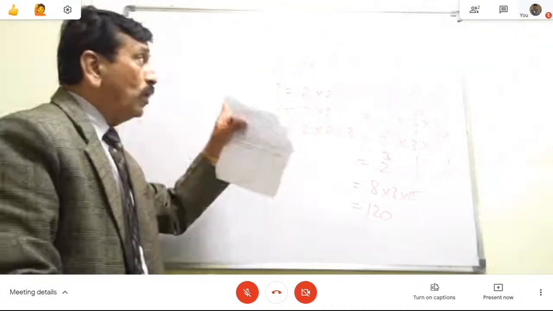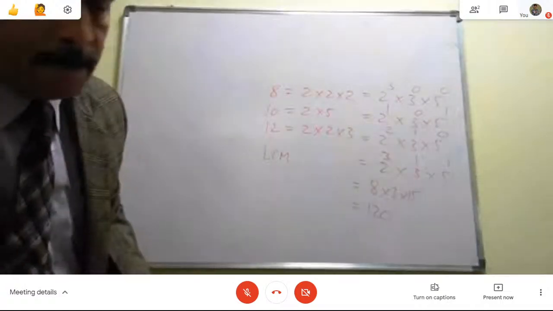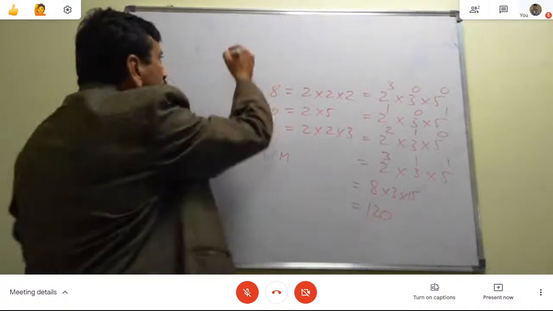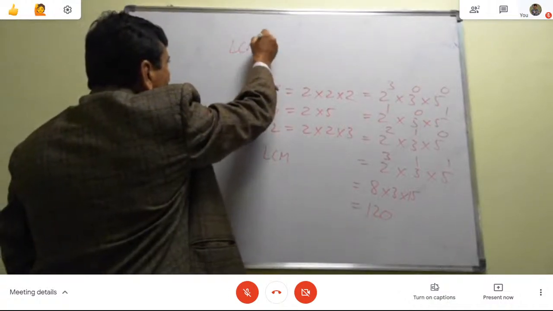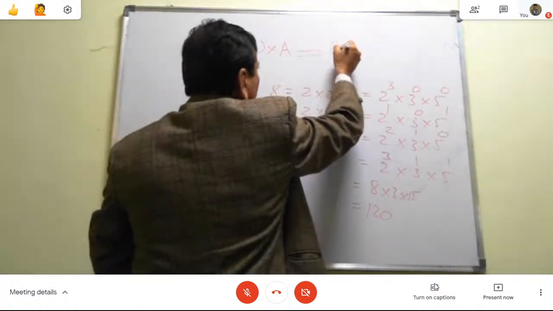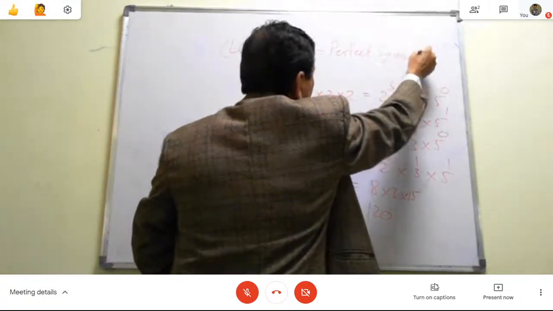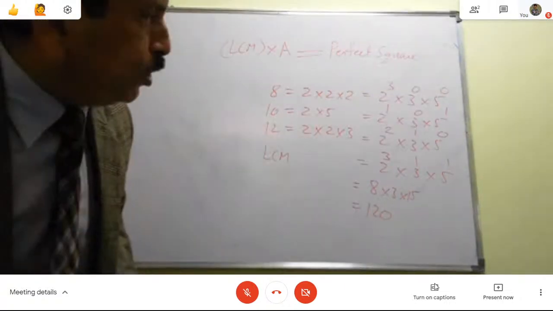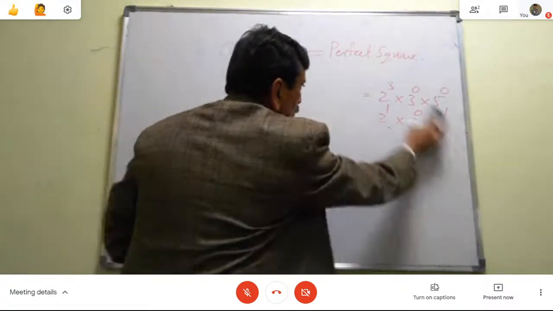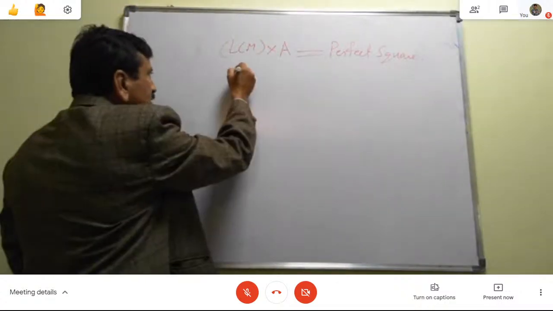So what we do, once we get the LCM, 120 is not a perfect square. So what we do, we want LCM into some number A to be a perfect square. So we want to obtain LCM into A as a perfect square. How do we go about it? The LCM is 120.